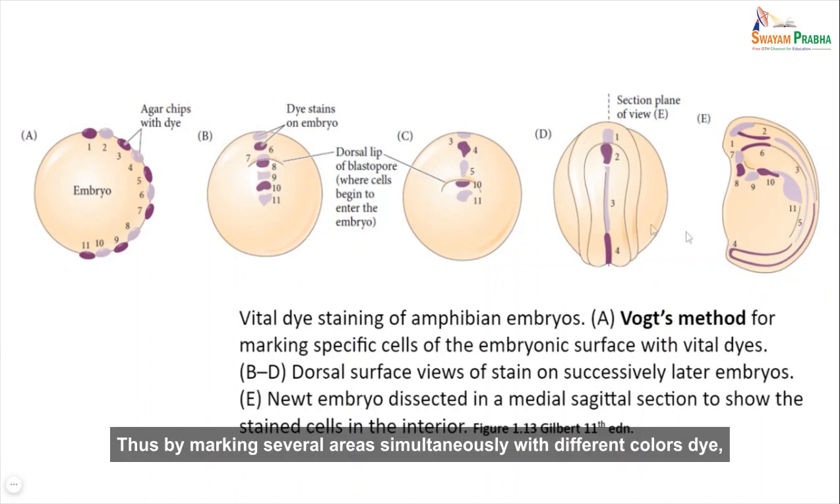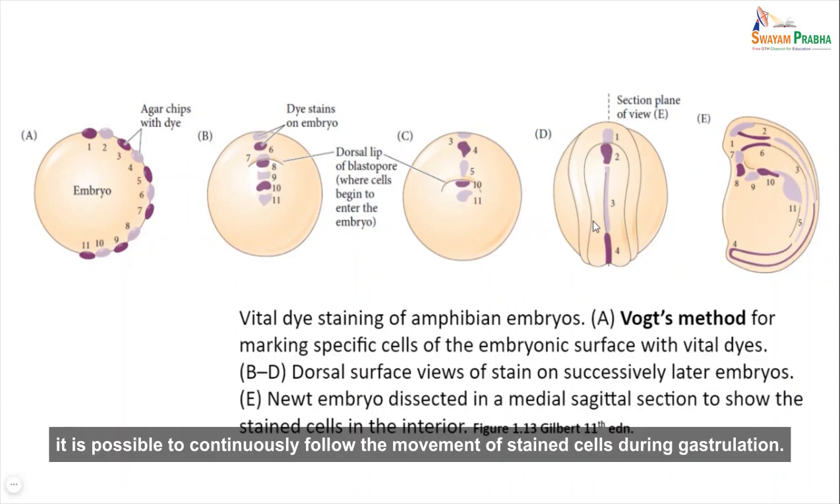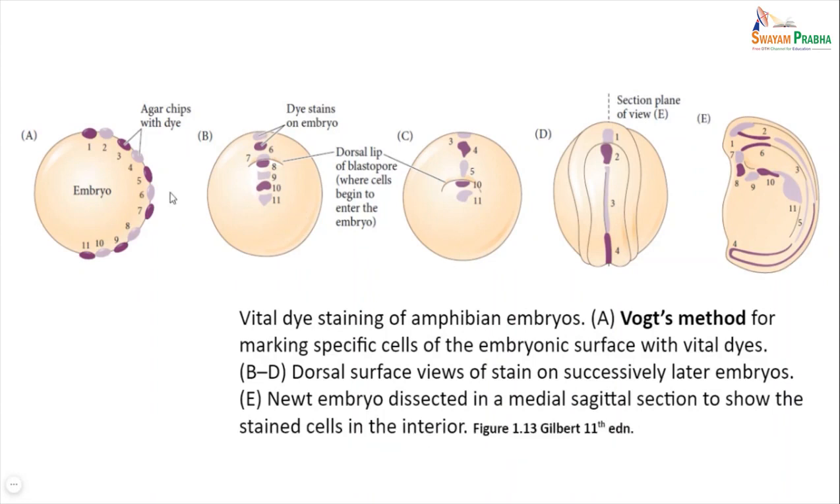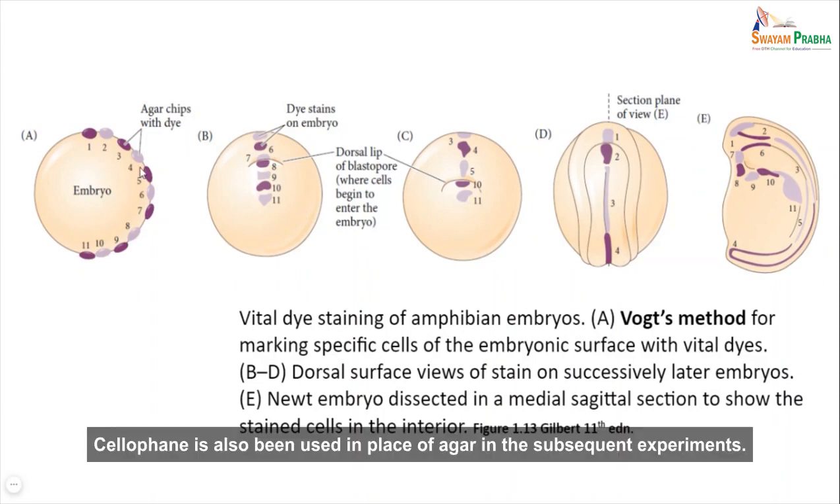Thus, by marking several areas simultaneously with different colored dyes, it is possible to continuously follow the movement of stained cells during gastrulation. Cellophane has also been used in place of agar in the subsequent experiments.